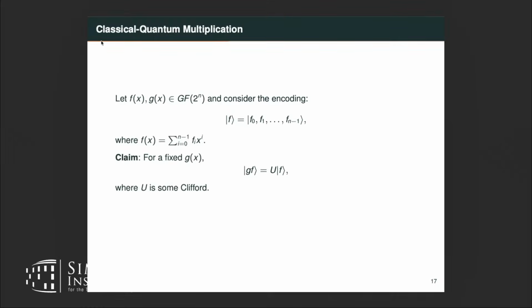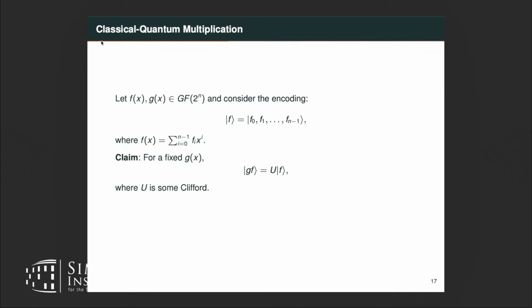It could help because these binary extension fields are actually rather nice. Imagine explicitly writing down all the coefficients of these polynomials, f0, f1, up to fn minus 1. These are just all zeros and ones. Imagine you want to map f into g times f. By g times f, I mean you multiply those two polynomials and you write down all the coefficients, zeros and ones. Okay.